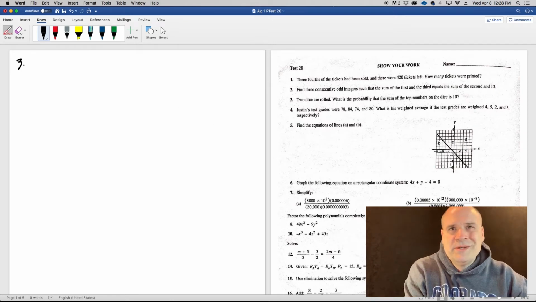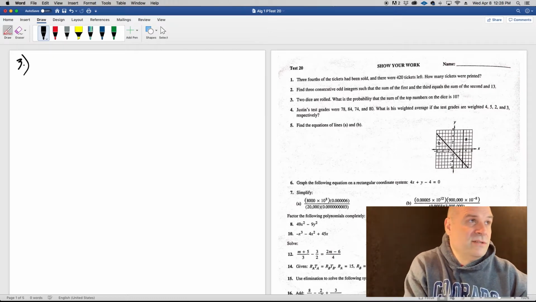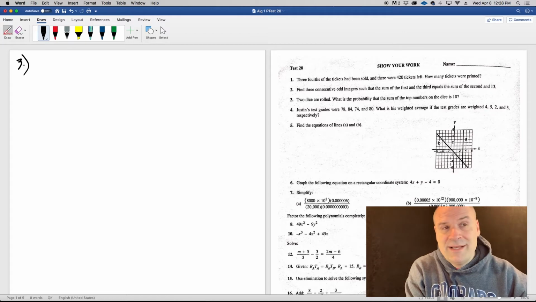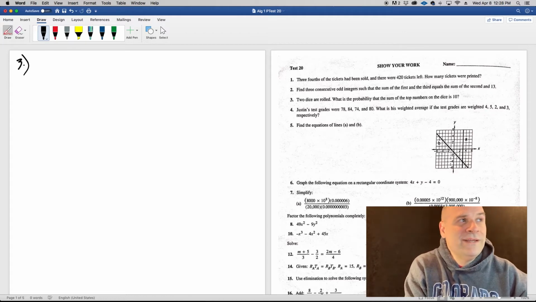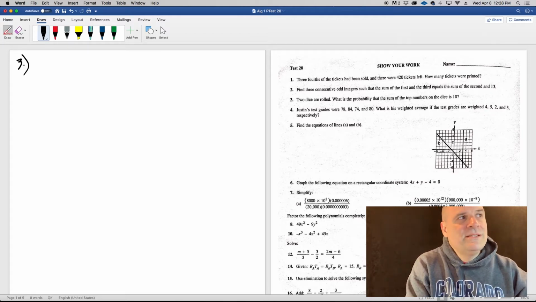Okay, moving on to number 3. 2 dice are rolled. What is the probability that the sum of the top numbers on the dice is 10? So what are your options? You've got, well, how do you roll a 10 on a pair of dice? Well, 1, you can't roll 1 with anything. But if you listed out all your different possibilities, here's what it would look like.